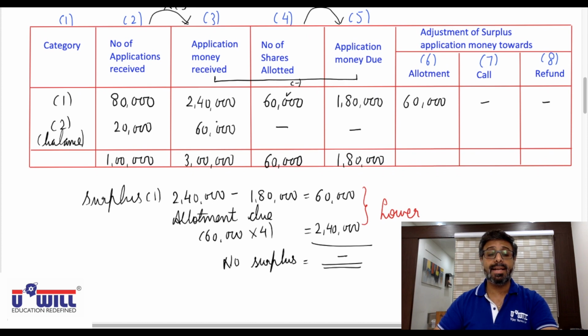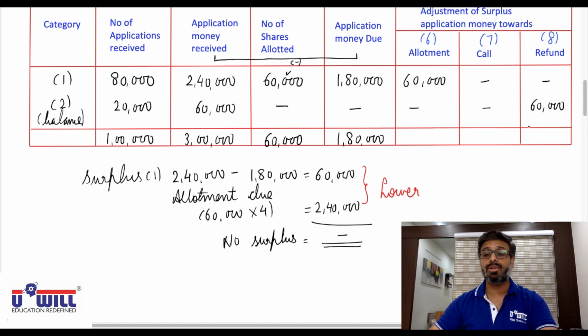However, the second category is rejected. So for this second category, the entire amount of 60,000 we have to refund. No allotment is done, so the entire 60,000 is to be refunded. Total adjustment with allotment is 60,000. No adjustment with call, refund is 60,000.